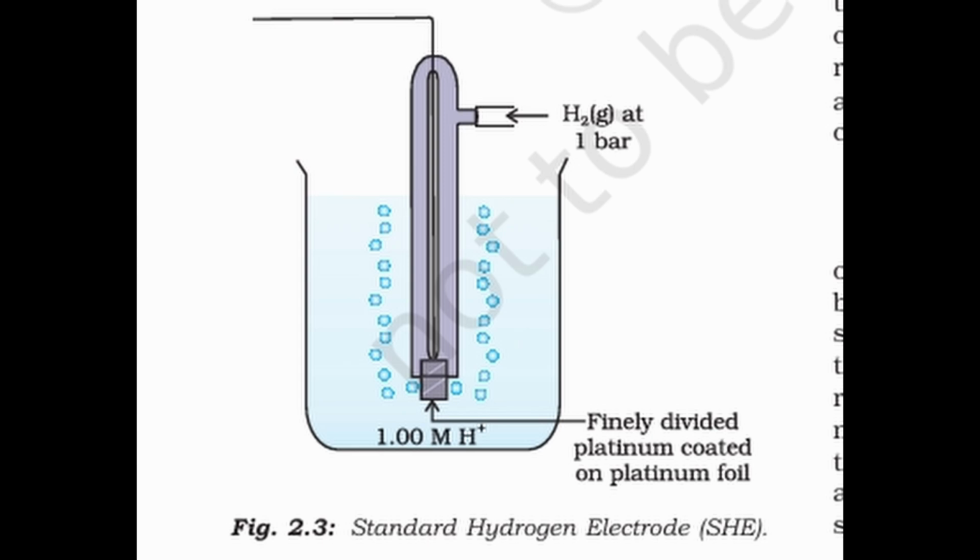It consists of a platinum electrode coated with platinum black, dipped in an acidic solution with hydrogen gas bubbled through it at 1 bar pressure. The concentration of hydrogen ions is maintained at 1 molar. Under these standard conditions, the electrode potential of the hydrogen electrode is taken as 0 at all temperatures.